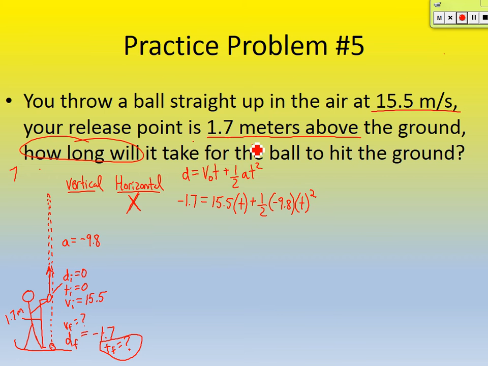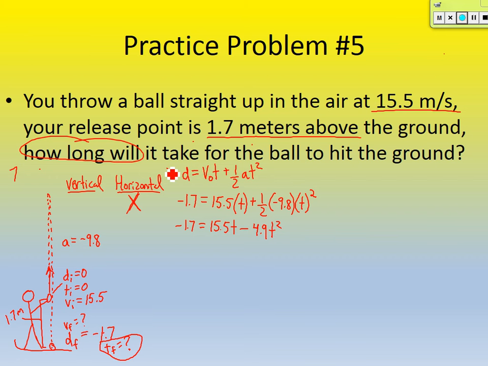Okay? So let's simplify this equation as much as we can. So I've got a minus 1.7 is equal to 15.5t. And I've got a plus and then I've got a negative here, so I'm just going to say it's a negative. And so we've got to take half of 9.8. It's a negative 4.9, but I've already put my negative sign in, so I'm just going to say minus 4.9. And t squared is t squared.